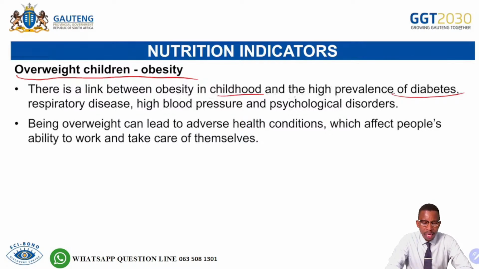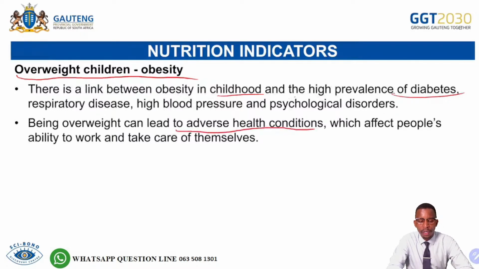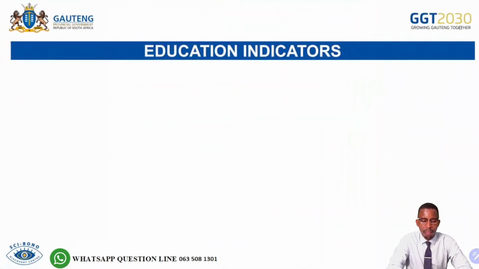Being overweight can lead to adverse healthcare conditions which affect people's ability to work and take care of themselves. So if people are overweight, that's a bad thing, because they might find it difficult to work. So that is the part on obesity. It also results in more illnesses being attracted by that high level of weight. That will result in people even getting chronic diseases such as diabetes.